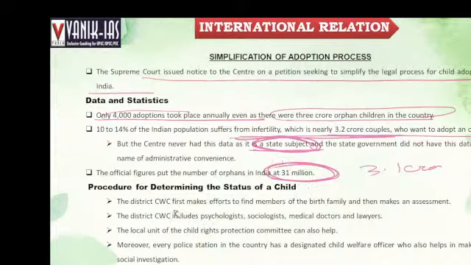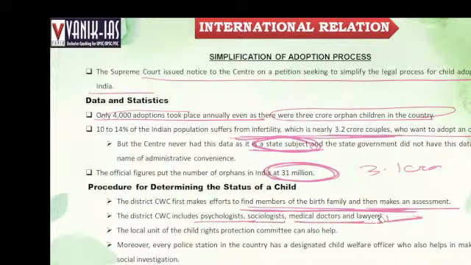What is the procedure for determining the status of a child? The district CWC first makes efforts to find members of the birth family and then makes an assessment. The district CWC includes psychologists, sociologists, medical doctors, and lawyers. They all participate in the district CWC. The local unit of the Child Rights Protection Committee can also help.